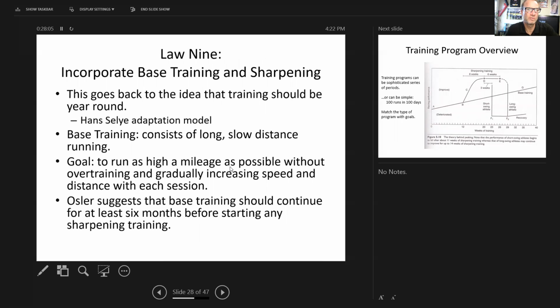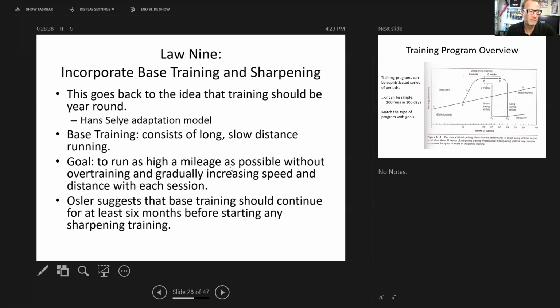Law 9, incorporate base training and sharpening. So this is just going back to planning the training program out throughout the entire year. And the whole Hans Selye adaptation model, you introduce a stress, you need time to recover. Base training is just that long, slow distance. You're just improving that foundation. You want to prevent overtraining, but you are also learning to run faster for those longer distances as you improve that foundation.